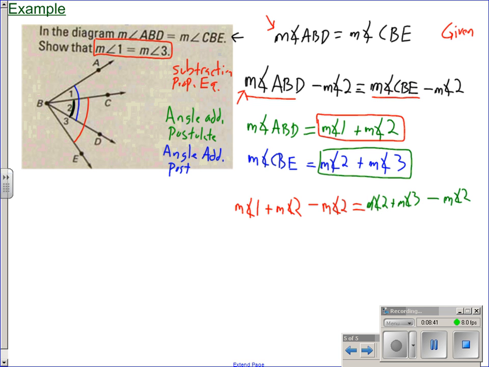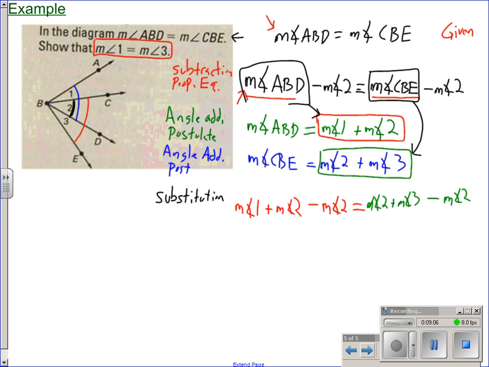The reason I can make that statement, all we did was substitution. I always misspell that word. Substitution. Okay, so this is why the new statement is there. We took this out and replaced it with what it's equal to. We took this out and replaced it with what it's equal to.